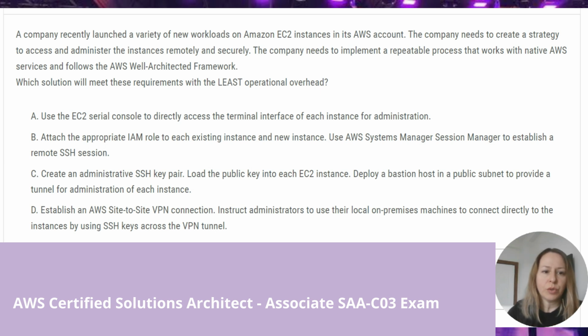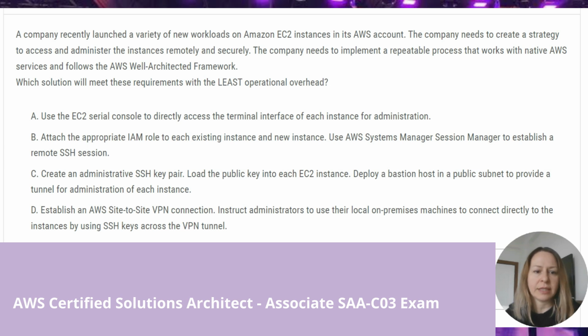A. Use the EC2 serial console to directly access the terminal interface of each instance for administration. B. Attach the appropriate IAM role to each existing instance and new instance. Use AWS Systems Manager Session Manager to establish a remote SSH session. C. Create an administrative SSH key pair. Load the public key into each EC2 instance. Deploy a bastion host in a public subnet to provide a tunnel for administration of each instance.